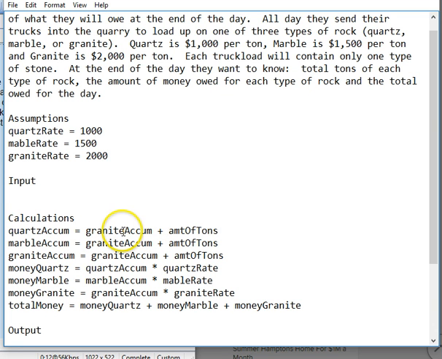All right, and then this is going to be similar each time. Granted, it's not going to be granite accum for this one. It's going to be quartz accum equals quartz accum. So I'll go ahead and copy and paste that. And this will be marble. All right, so that's all done. Last thing is amount of tons, and that's going to be my input.